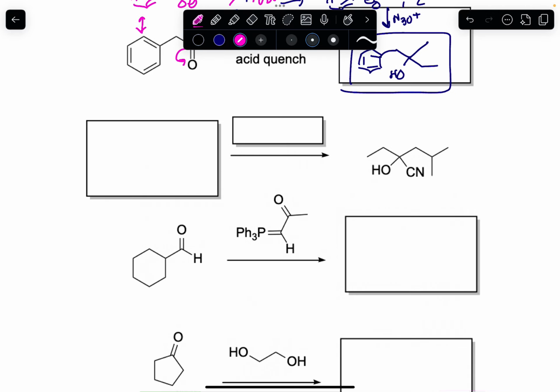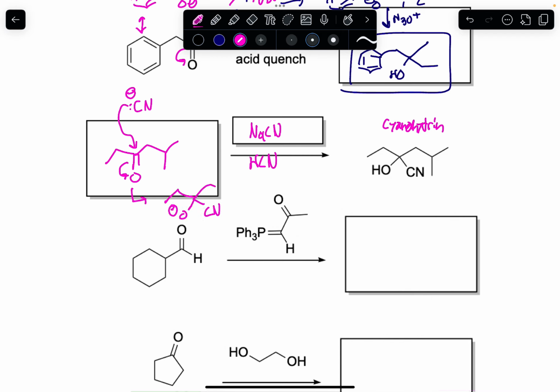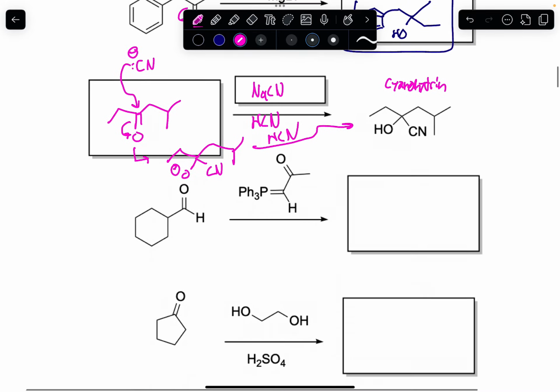How do we make this? It's called a cyanohydrin. You don't need to know that name. The way we make these is through NaCN and HCN, which is added to a carbonyl. So the carbonyl will go ahead and get attacked by CN- in a similar mechanism to give something like this. And then HCN will just protonate it to get the final product there.